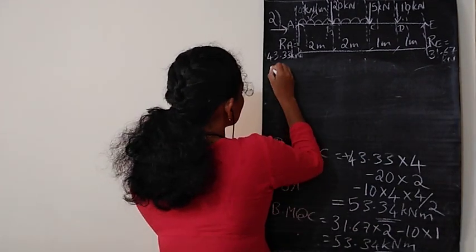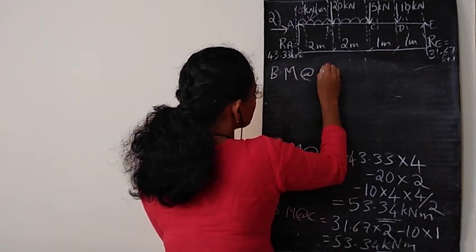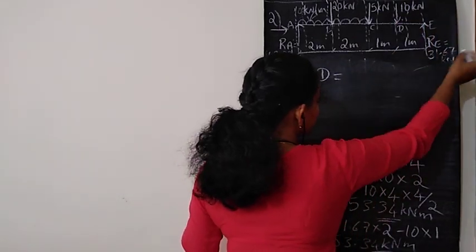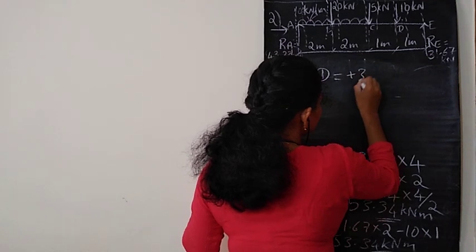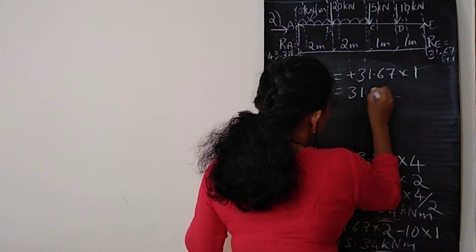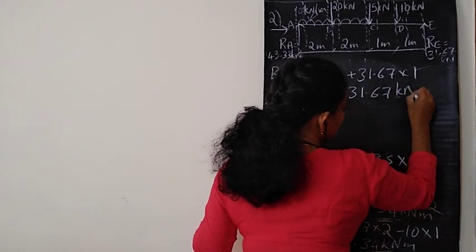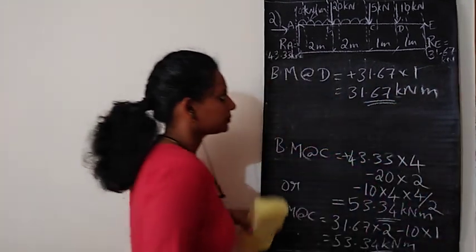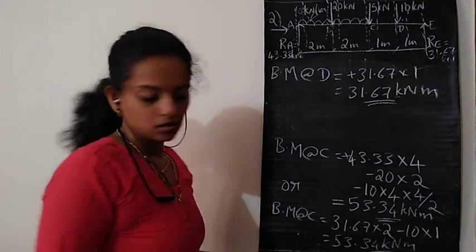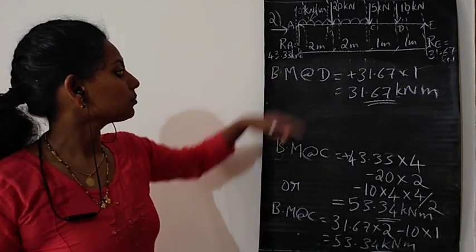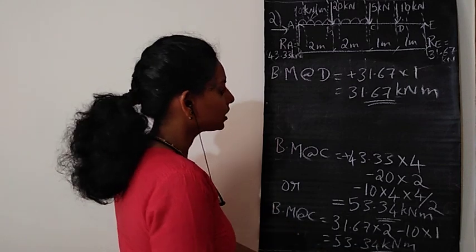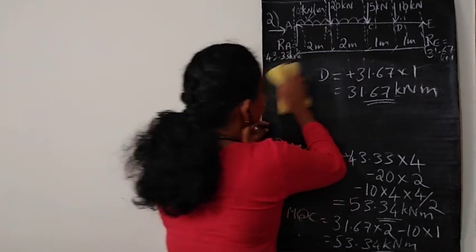Next we'll come with point D. Bending moment at D. This is a point, you can consider from this, there is no much force. So plus 31.67 into 1. So it will be 31.67 kilonewton meter. This is about bending moment calculation and shear force calculation. Now just mark the shear force diagram.